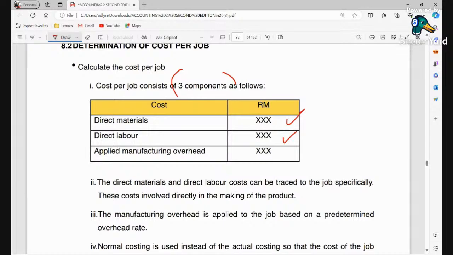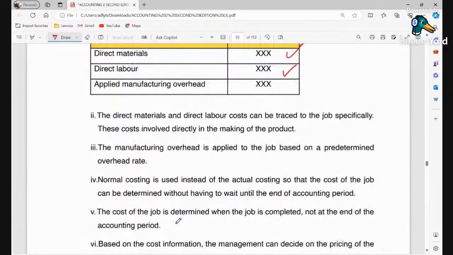Okay, so as we all know, the direct materials and direct labor costs can be traced to the job specifically. That is one thing, and these are the costs involved directly in the making of the product. Manufacturing overhead, the one that we're using in this costing, is applied manufacturing overhead. So it is calculated based on the predetermined overhead rate, which in short form is POR.